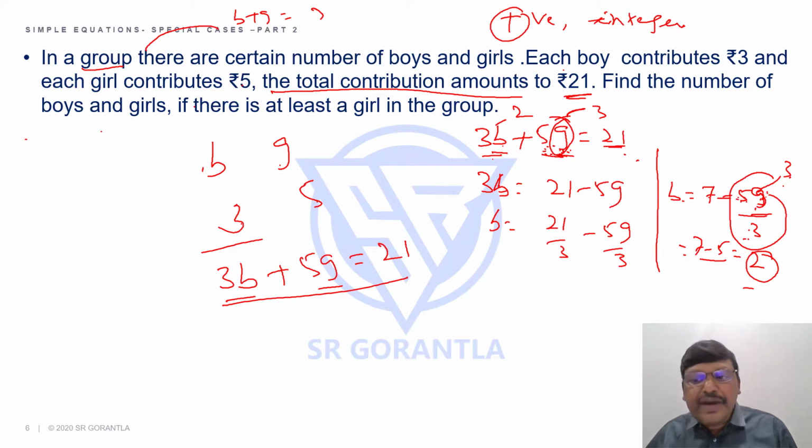Can this be 4, students? 5 into 4, 20 by 3 is not an integer. Why? Number of boys has to be an integer. 20 by 3 means 6 point something. 7 minus 6 point something, it will be a fraction. Can it be 5? 5 fives are 25, means 25 by 3 will be 8 point something. 7 minus 8 will become negative. No. That means the only values that satisfy this equation are boys 2 and girls 3.